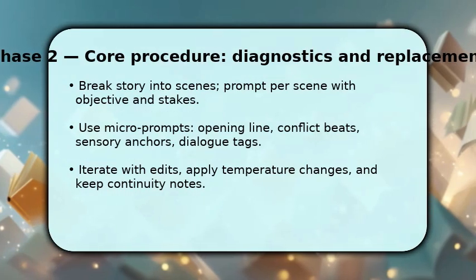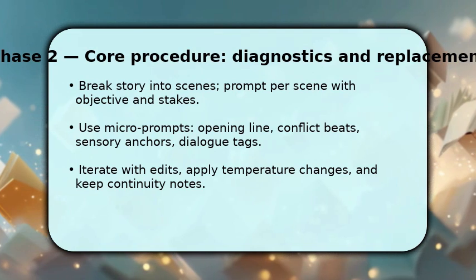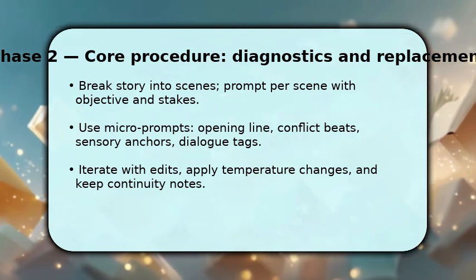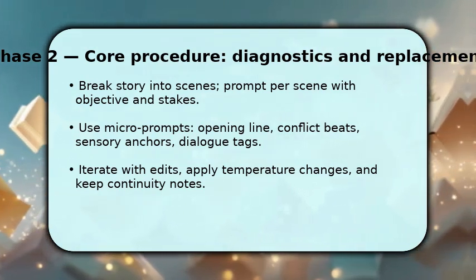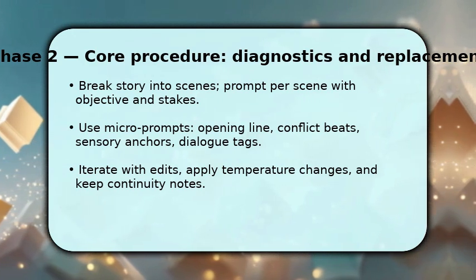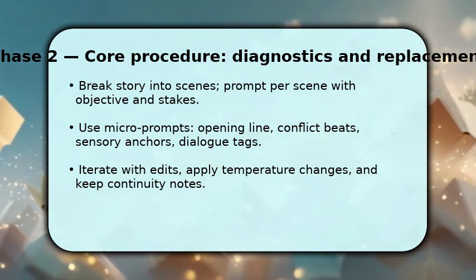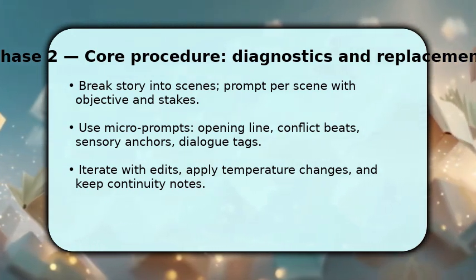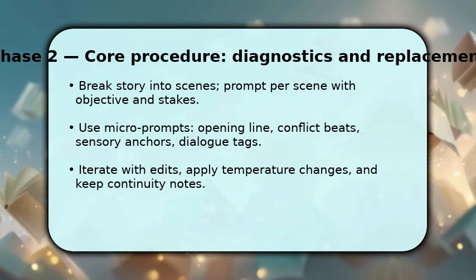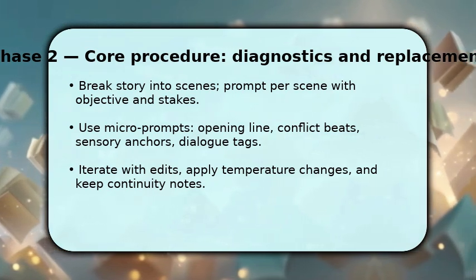Once you have a sample, proceed scene by scene so you keep focus and pacing. For each scene, give the model an objective, stakes, and 1 or 2 hooks. This steers output toward plot advancement. Use microprompts for opening lines, key beats, sensory anchors, and dialogue cues so prose stays vivid and varied.